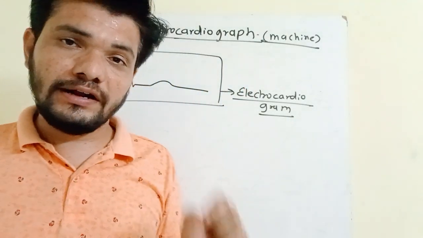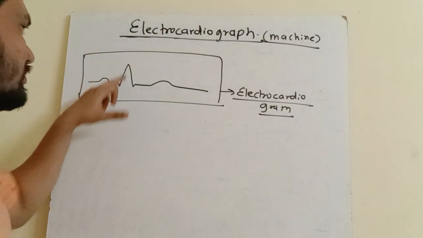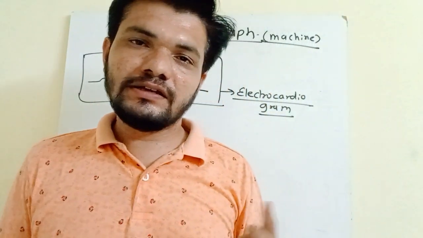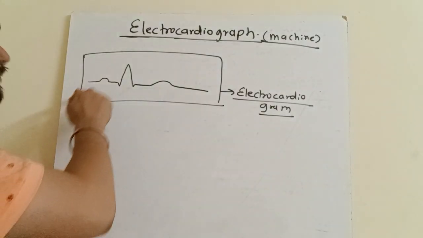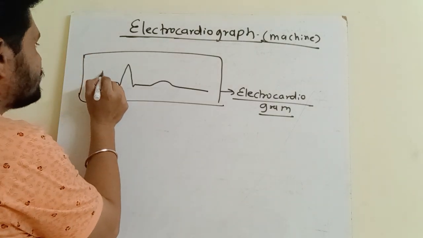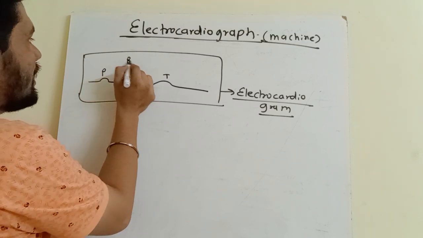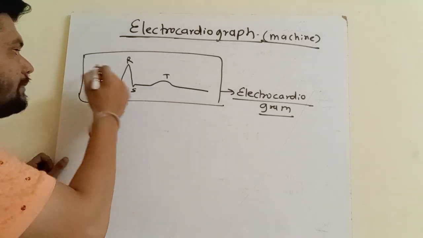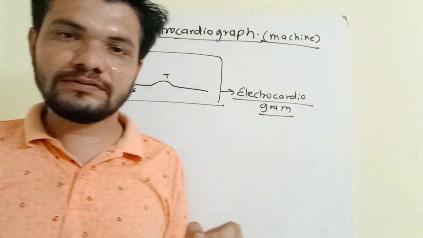Then what do these peaks indicate, which kind of activity is happening in the heart? Let's see. These peaks are given the alphabets from P to T. P, this is known as Q, this is R, this is S, and this is T. So each peak indicates a different activity in your heart, right?